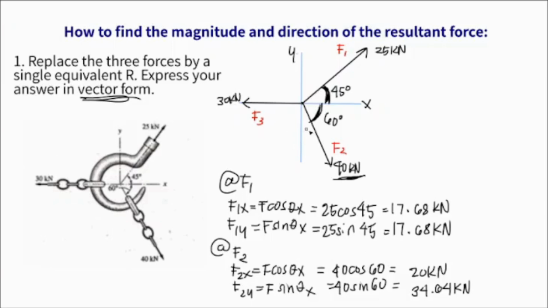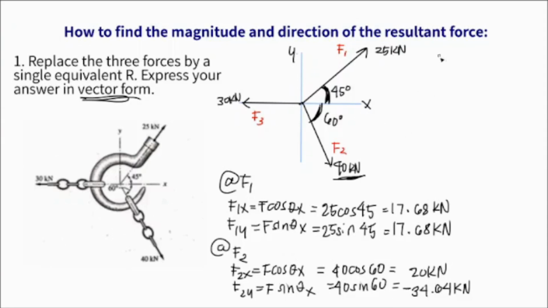Since it is in quadrant 4, the x component is positive, and the y component is negative. Let's put a negative sign, because it points downward, and positive should be upward, like in F1.